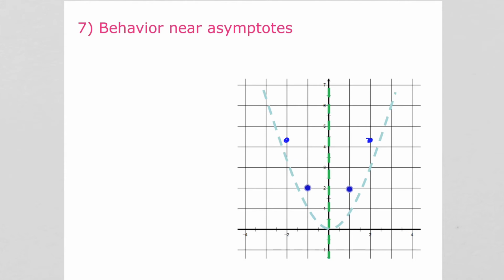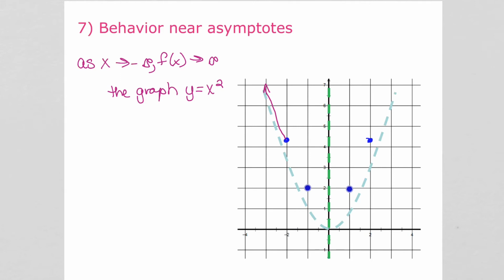Okay, what's happening near our asymptotes? So, as x approaches negative infinity to start with, so as we're going to the left, this is going to have to approach the graph y equals x squared. Or like I said with the last problem, it's going up, so it's approaching positive infinity. Then this is coming back down to this dot.